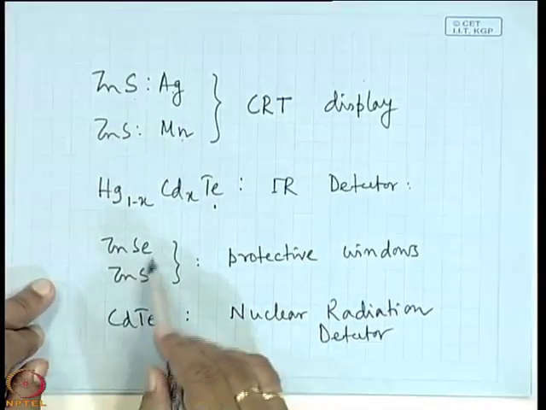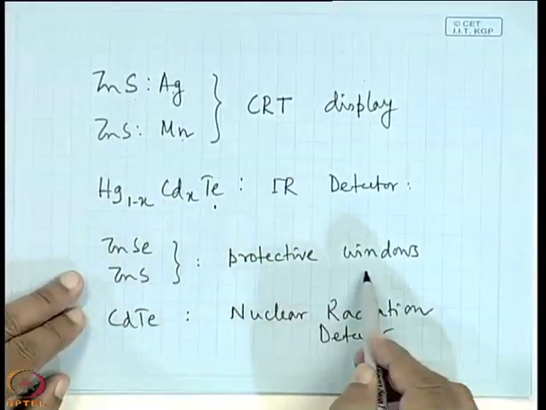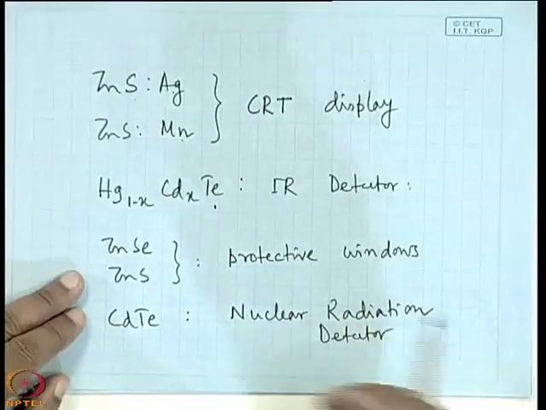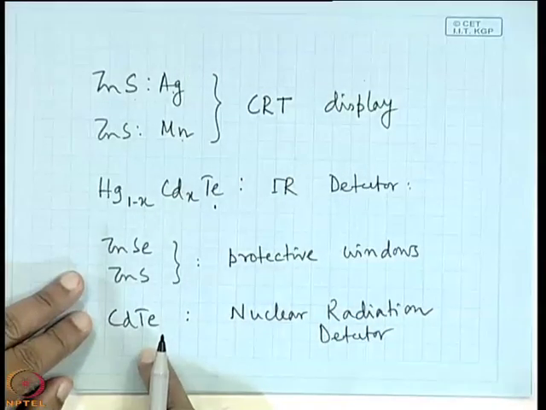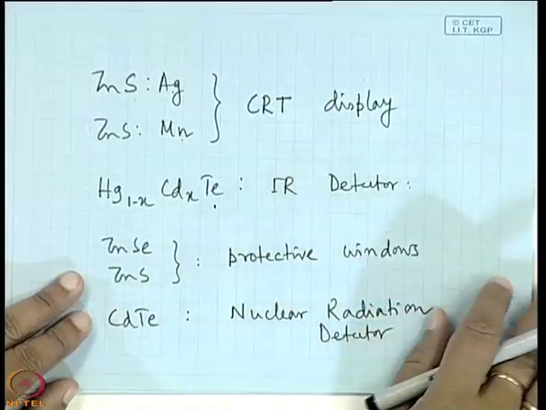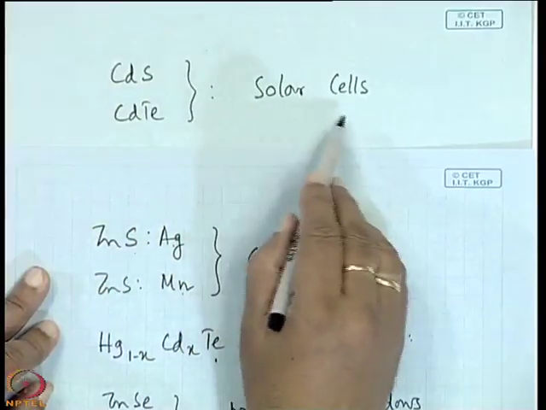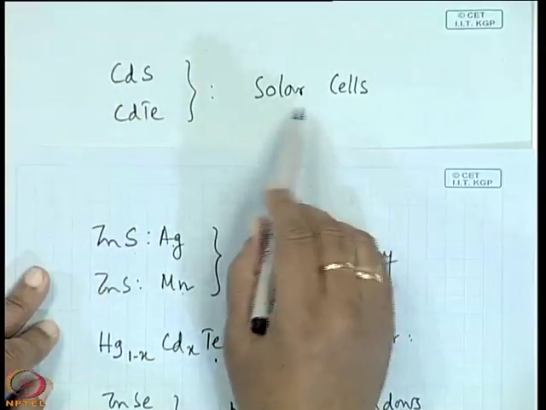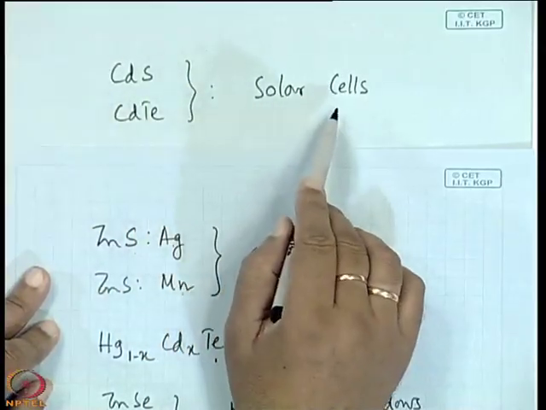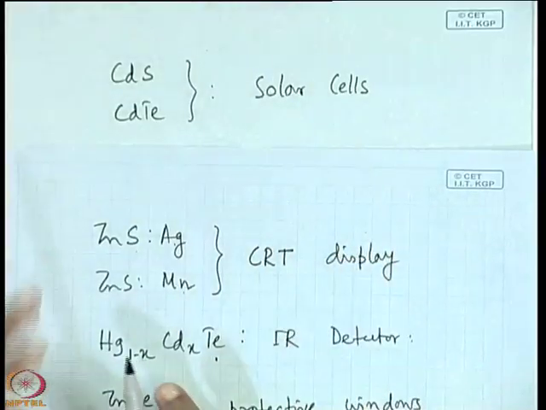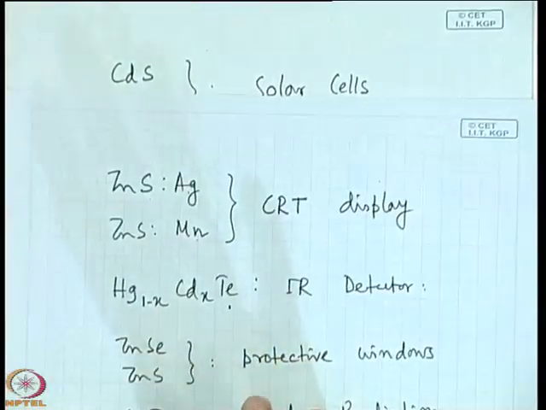Zinc selenide and zinc sulphide are the protective windows or optical elements. Cadmium telluride is a nuclear radiation detector, say gamma detector. CdTe is also used for solar cells, and cadmium sulphide is also used for solar cells. So, these are very important 2,6 materials, though they have some inherent limitations of doping, because of the nature of the band gap.